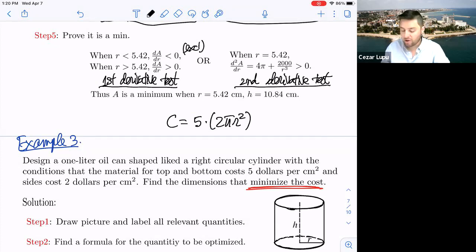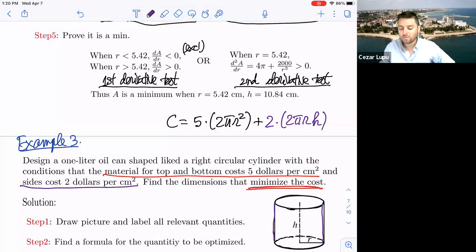Great, and now plus, we translated this part so far. Now we would like to translate the other part. The sides, which will be this part here, cost $2 per centimeter squared. So this will be plus 2 times the area, which is 2 pi r times h. Great, so that is my cost function.